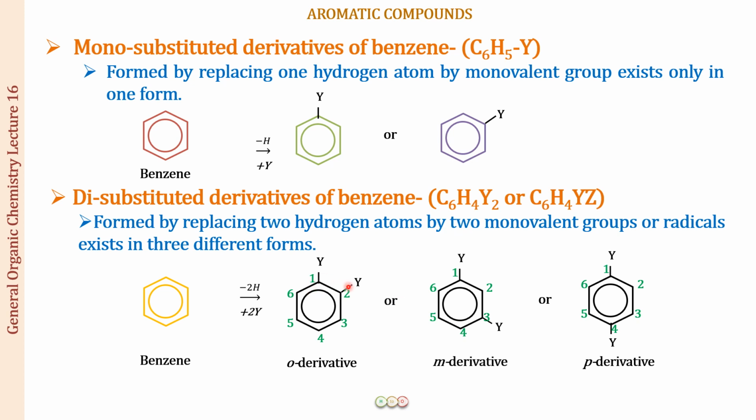Position number 1 and 2, position number 1 and 3, position number 1 and 4. So these are the three different forms a di-substituted derivative of benzene can look like. It can be a Y and a Z also, and you will get the same positions. Okay.